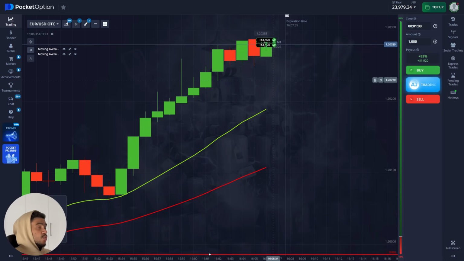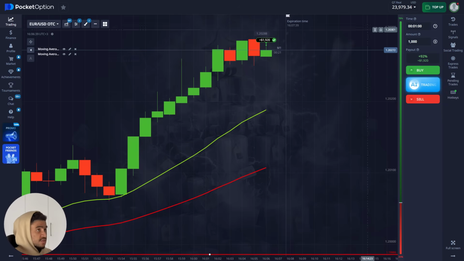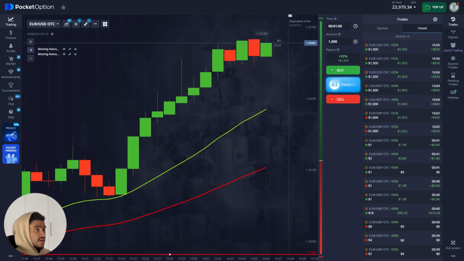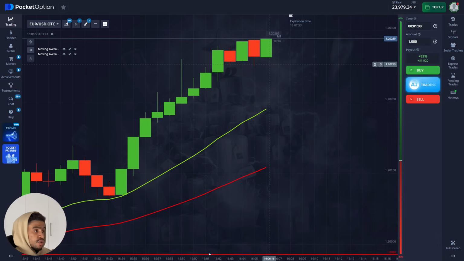And there you go. We're done. We went from 17K to 23,000 to 24,000 in a couple of minutes. And that's how easily this can be done. Again, you can see our trades right here. We started at 1602, done with the trading session at 1606, and secured ourselves a nice $6,000 of profit.